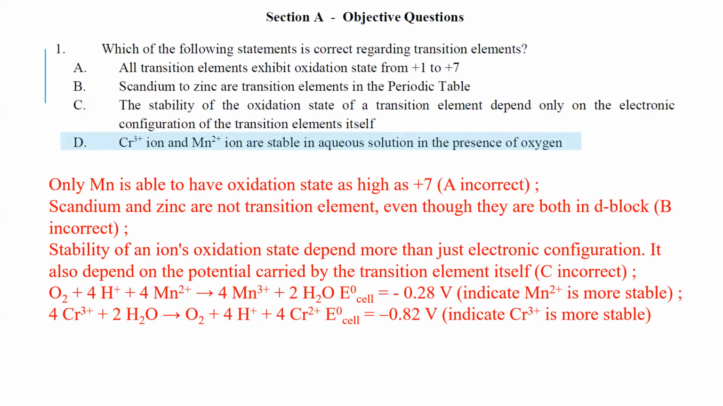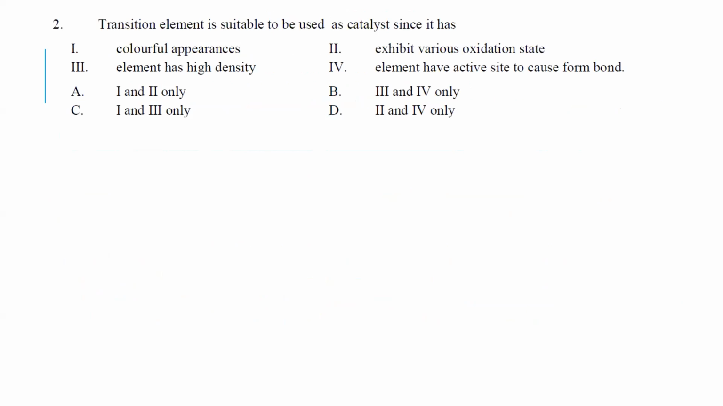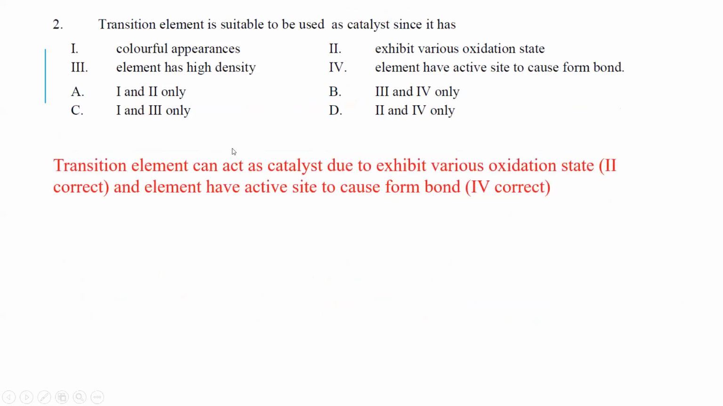Okay, so with that realization, let's go to question number 2. Transition elements are suitable to be used as catalysts because, as I already explained during the earlier video, why are they suitable? Because a catalyst can make use of its variation in the d-block d orbitals to either exhibit various oxidation states, or they have active sites to form temporary bonds. So the two reasons that make transition elements suitable as catalysts are that they can exhibit various oxidation states and they have active sites to form bonds. So the best answer is D, 2 and 4 only.